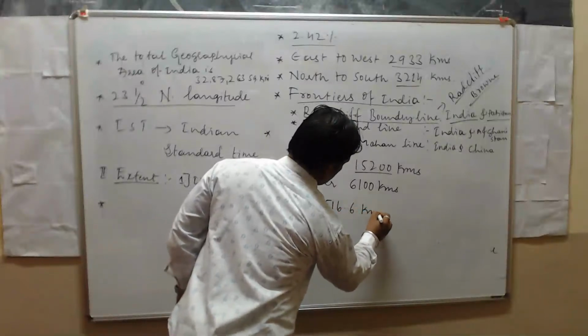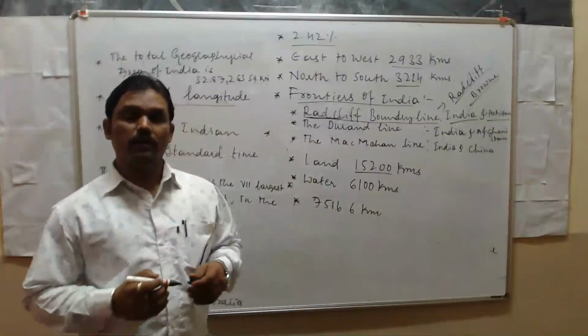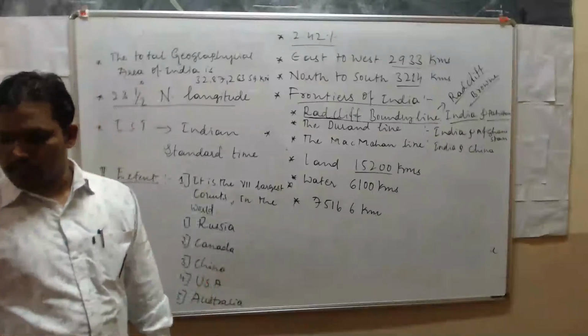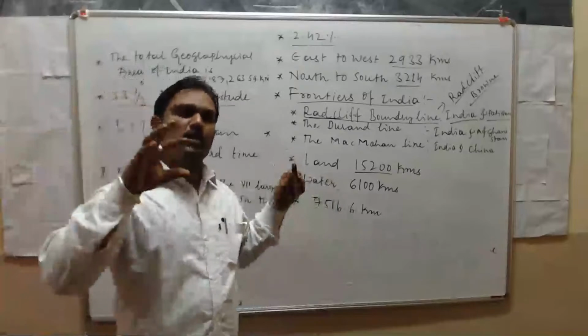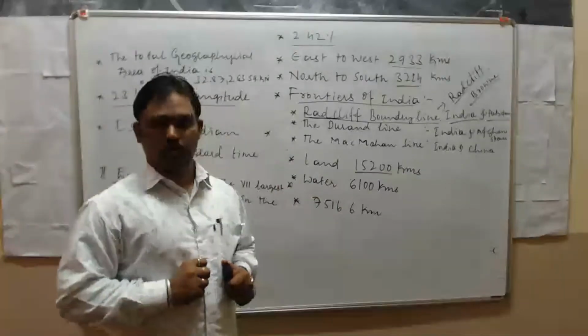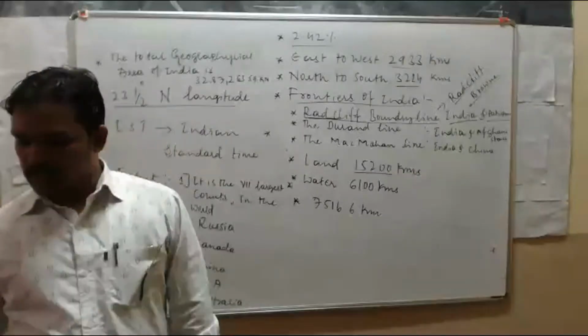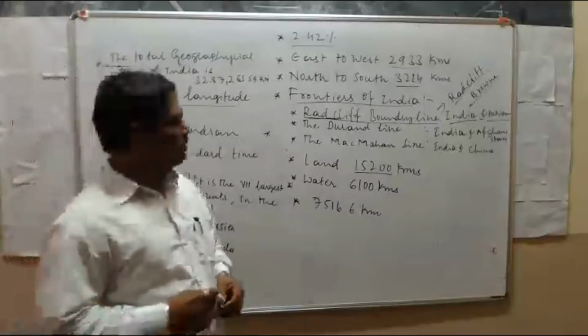7,516.6 kilometers. It is the total length of India's coastal line, including Andaman and Nicobar Islands as well as Lakshadweep. It's very important.